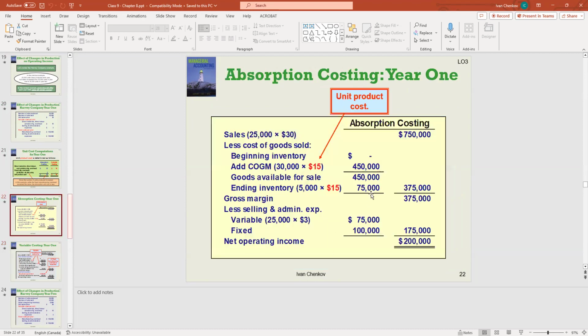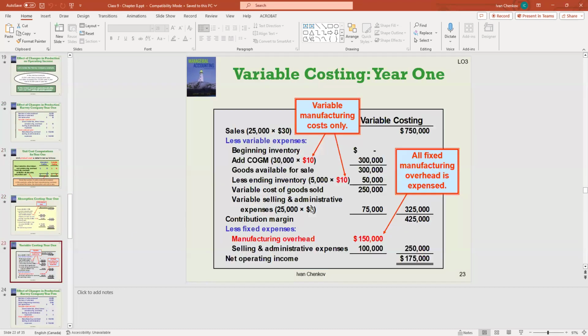Where in the other one, only the, how much will that be? 125 is going to go on the part of the cost of goods sold. We're going to add on the variable selling and administrative expenses, part of the variable cost. That will be 25,000 times 3, 75,000. And the contribution margin is going to be $425,000. Once we deduct the fixed cost, 150 and 100,000, we're going to get our net operating income, which is $175,000, or $25,000 less than the absorption costing.